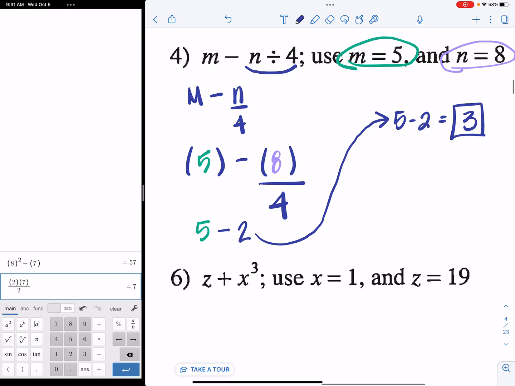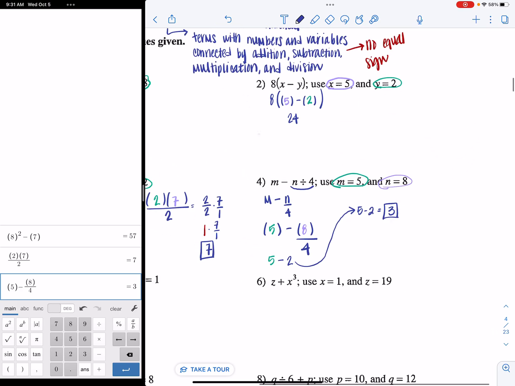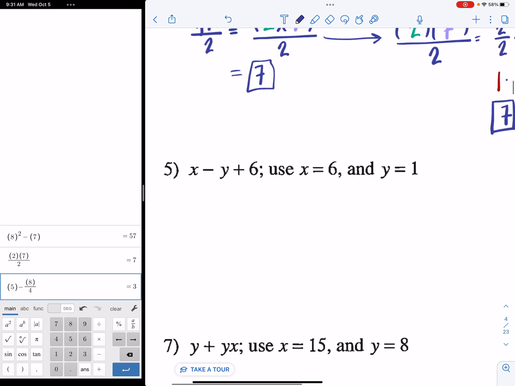If you chose to put it in Desmos, please make sure that the 5 stands alone, that it does not get included in the division process. Because if you include it in that division process, Desmos will only be the fastest way to be wrong.